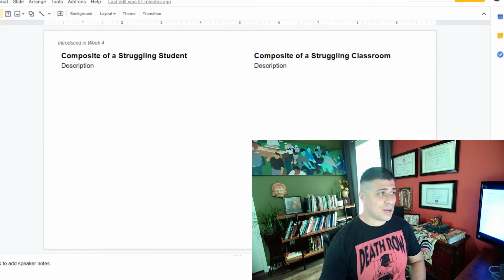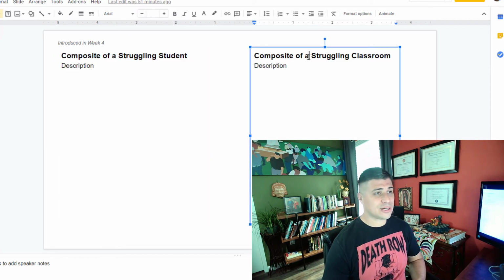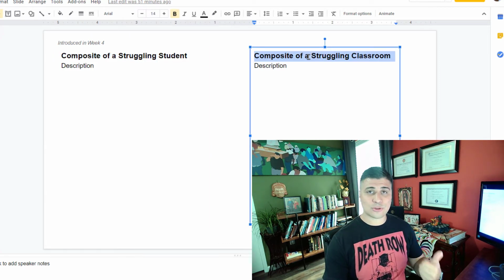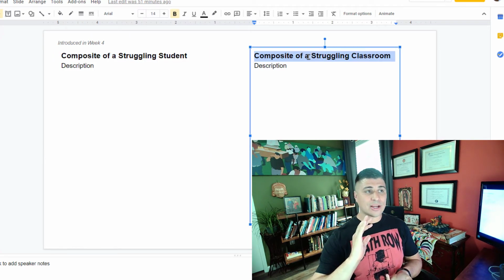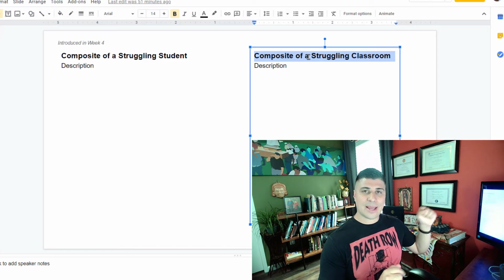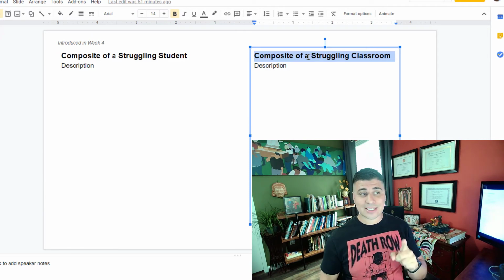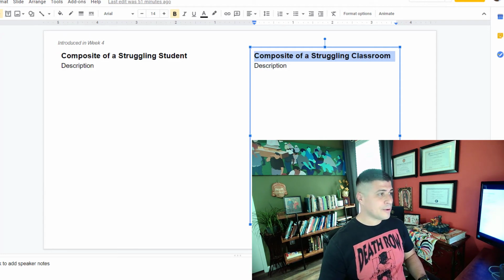What we had mentioned, the fictional composite: you're going to be setting up a composite of a struggling student, a composite of a struggling classroom, because when we're talking about sharing this with a community, we want to always look back and think, would this have worked with student A, or would this have worked with that class? And if not, what can we have done differently, or what can you do differently?